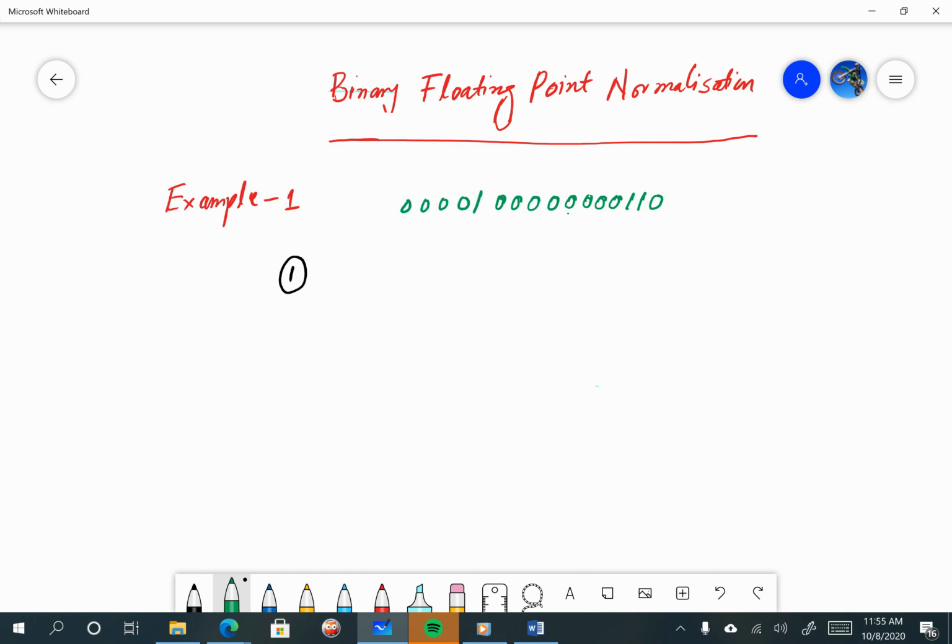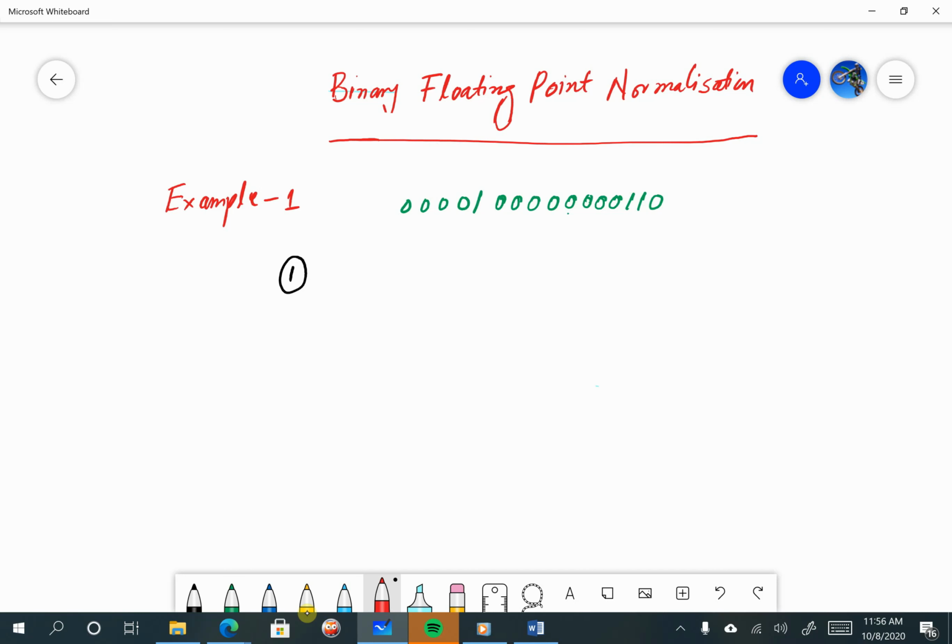Dear students, today's topic is recording binary floating point normalization. So, in today's lecture, we are taking an example which is in binary numbers, and after that, we will convert this binary unnormalized number into normalized form.